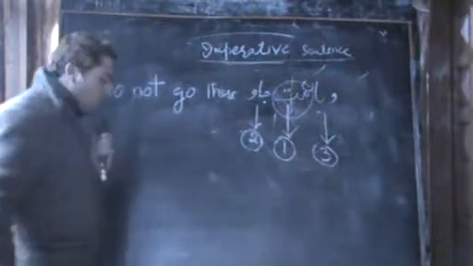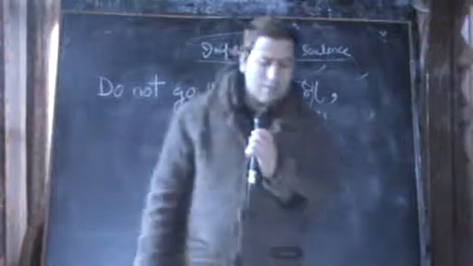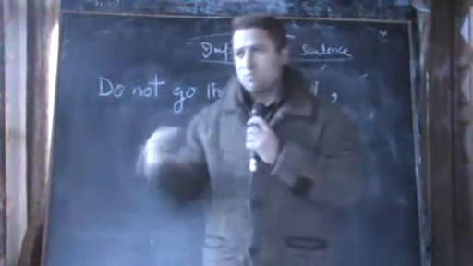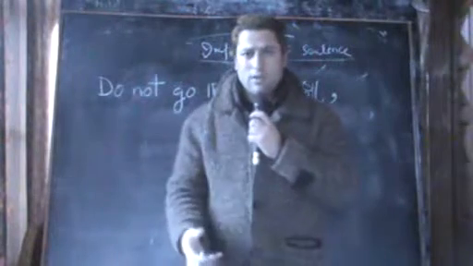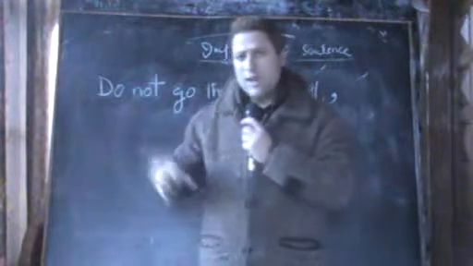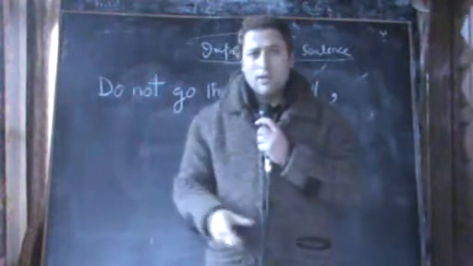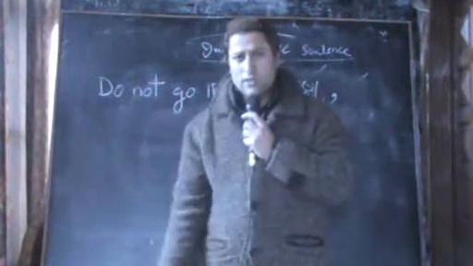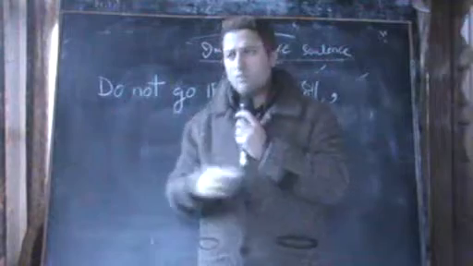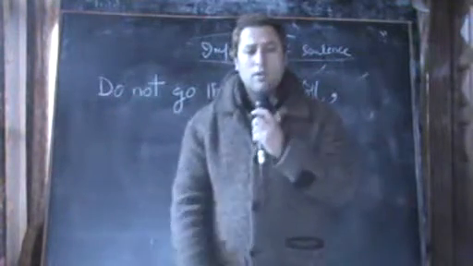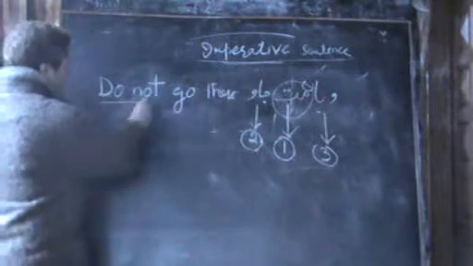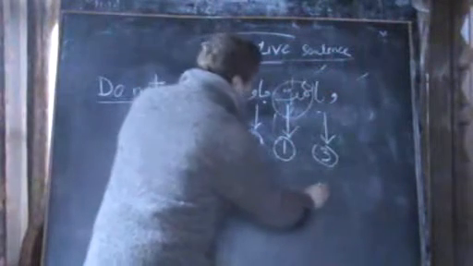In imperative sentences, we always use the first form of the verb. When you have to give an order: go there, come here, write a letter, perform your duty. This is the usage of the verb. So first you translate the negative one, do not. Next example.